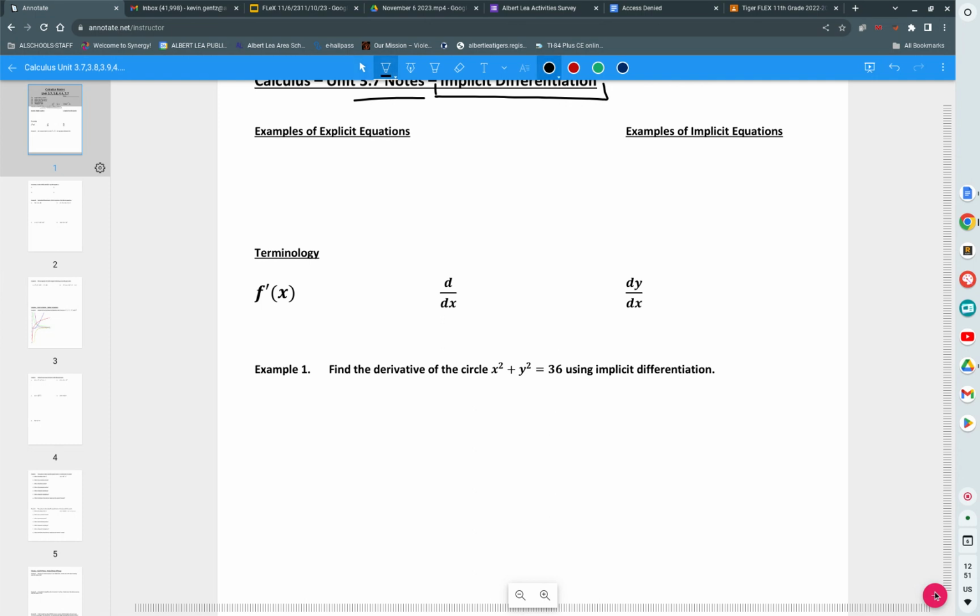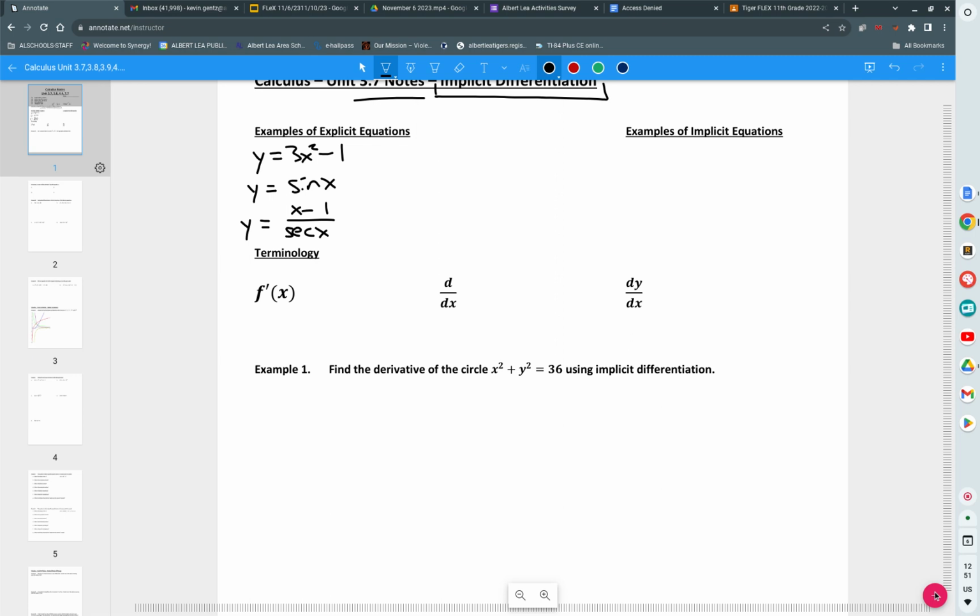An explicit equation would be, say, y is equal to 3x squared minus 1. Or y is equal to, say, sine of x. Or y is equal to x minus 1 over secant of x. Those are explicit equations, and the reason they are explicit is because y is solved for.